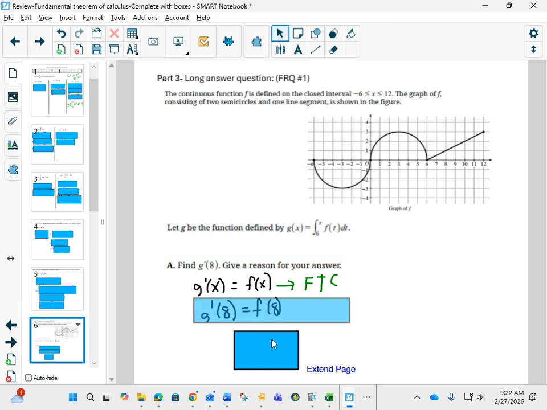Okay. So then g prime of 8 will actually equal f of 8, not the slope, f prime of 8. Okay? And so the answer is just 1.